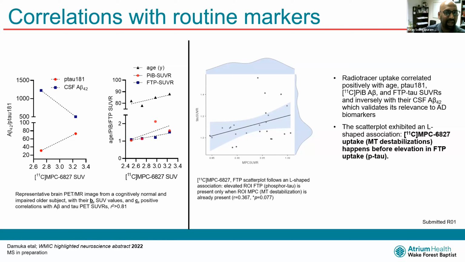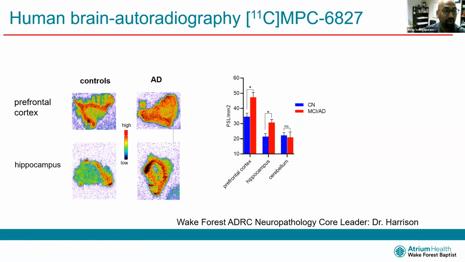And most importantly, we did a scatter plot, which shows that MPC 6827, that is the MT destabilization, happens much earlier, before you see an elevation in the FTP here. Before the elevation here, you can see that the MT destabilization has already happened. So again, showing that MT destabilization might be happening before the FTP uptake is taking place. This is well corroborated with the human brain autoradiography as well. We have seen that in MCI subjects, in prefrontal cortex and hippocampus, there is slightly higher uptake when compared to the cognitively normal subjects.